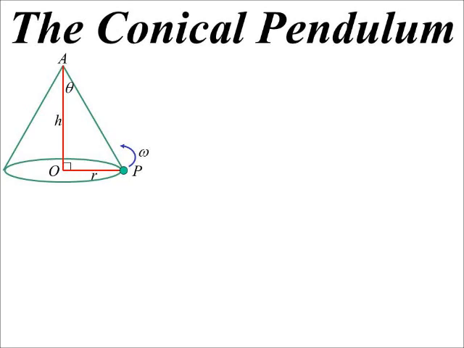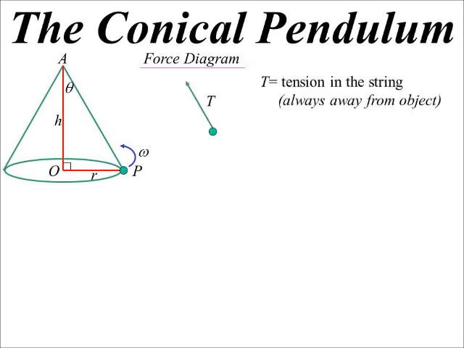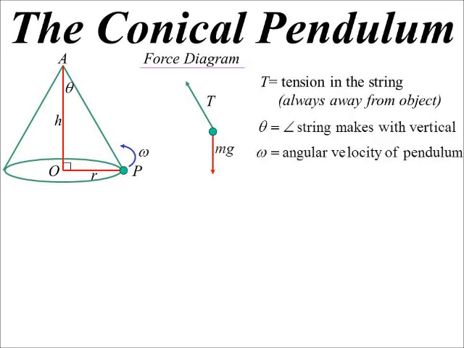Now, when we're going to solve these problems, draw yourself a force diagram, because that's what we're interested in. The helicopter is, if you like, Bob. So the forces acting on it: it's connected by a string, so there's going to be tension going up the string. As I was saying the other day, always away from the object. And there's the force due to gravity. That's it for this little problem. Theta was the angle it makes, and we have our angular velocity.